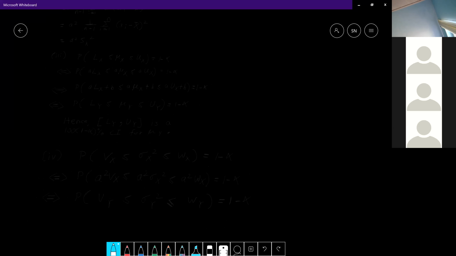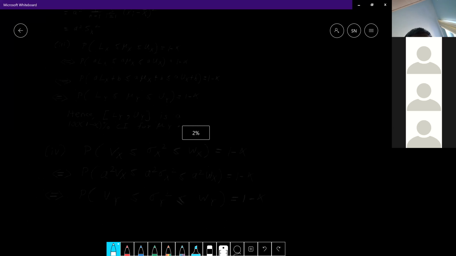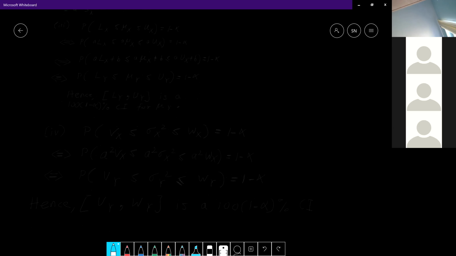So hence we have proved that the confidence interval from Vy to Wy is a 100 times 1 minus alpha percent CI for sigma y squared.